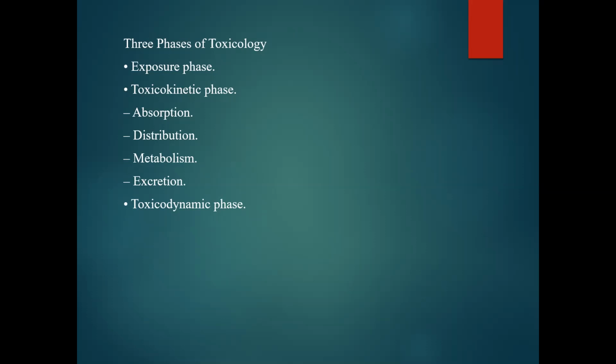Excretion is the exit of a substance and its biotransformation products from the organism. So it can be in urine or bile or by feces or by sweat. The kidneys are the most important excretory organ, as we all know. So this is the excretion. And the toxicodynamic phase is the dynamic interaction of a toxicant with the biological target and the biological effects that it produces.